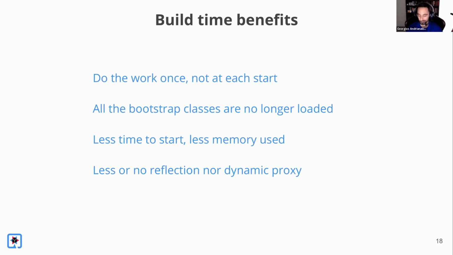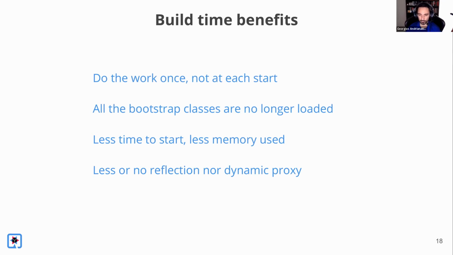Because the more classes you need, the more internal memory the JVM needs. Of course, this also translates into doing a lot less work, right? So when you do a lot less work at build time, then not only are you consuming a lot less memory, but you're doing a lot less work at runtime to start the framework. And that's why Quarkus applications start so fast.